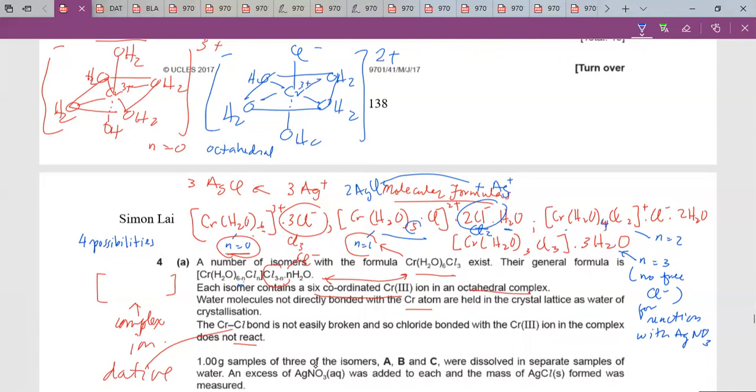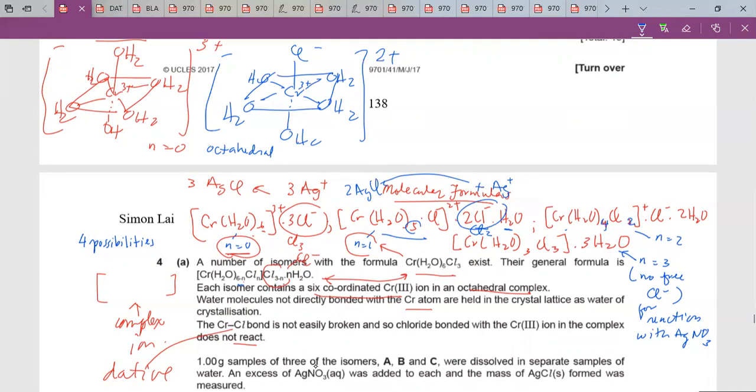And Cl is 2 here. Cl 3 minus 2 is 1, which means 1 Cl minus outside. And there are 2 water here. So for this formula, you need to substitute the N inside to write out all the formulas here. Okay, so N equals 1, 2, and 3.